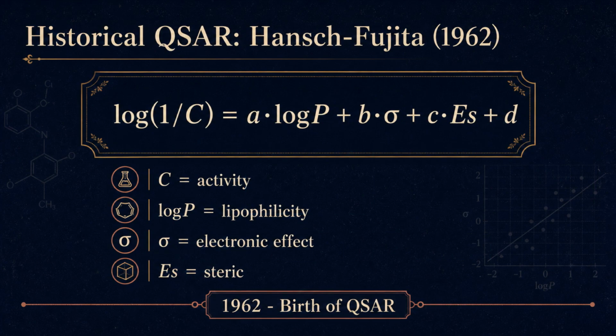The historical Hansch-Fujita equation from 1962 expressed biological activity as a function of the partition coefficient for lipophilicity, the Hammett constant for electronic effects, and the steric parameter. This pioneering work laid the foundation for computational drug design.